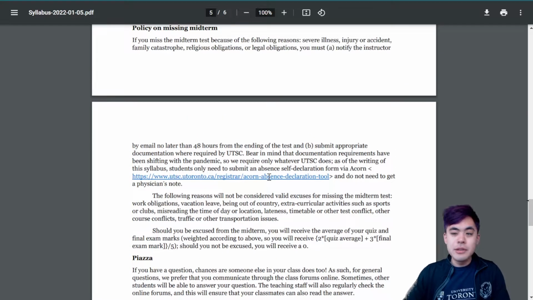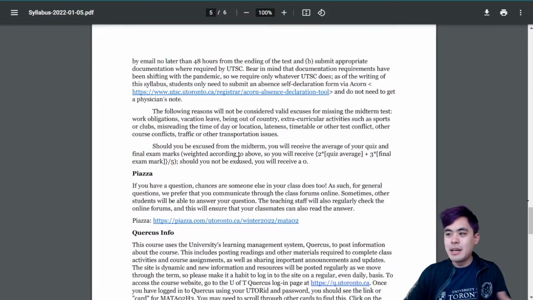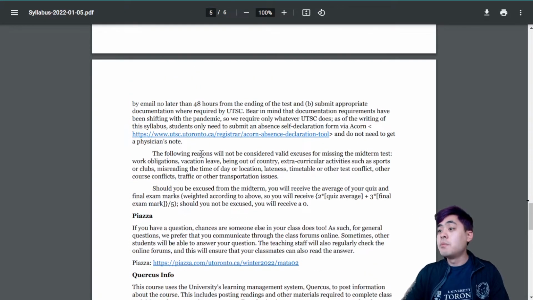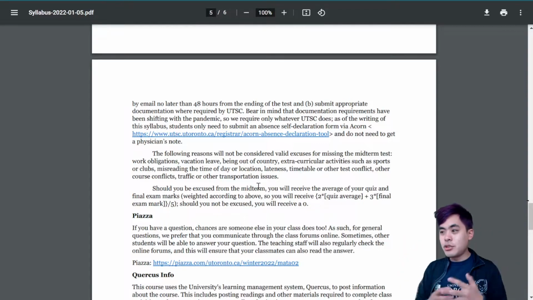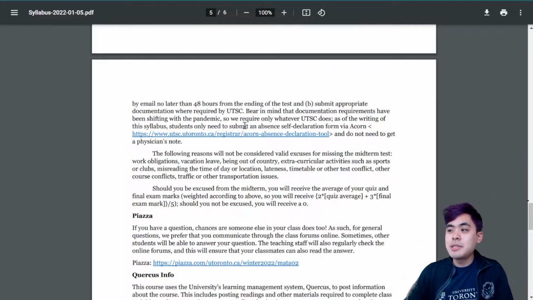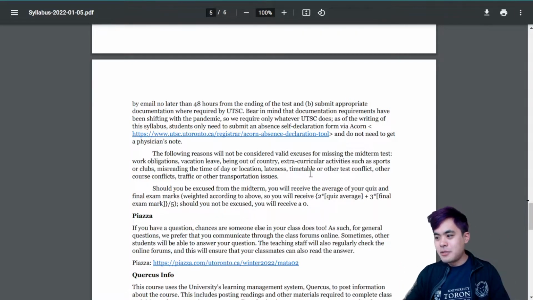So you should make sure to read through the syllabus. It has lots of information about what happens if you miss a midterm, what are valid excuses. One important note, right now, due to the pandemic, we will require the documentation that UTSC requires. So as of the writing of the syllabus, if you have an illness, for example, if you are unlucky enough to catch COVID, things of that sort, you only need to submit an absence self-declaration form. You don't need to get a physician's note for that. Obviously, physicians are really overworked right now.